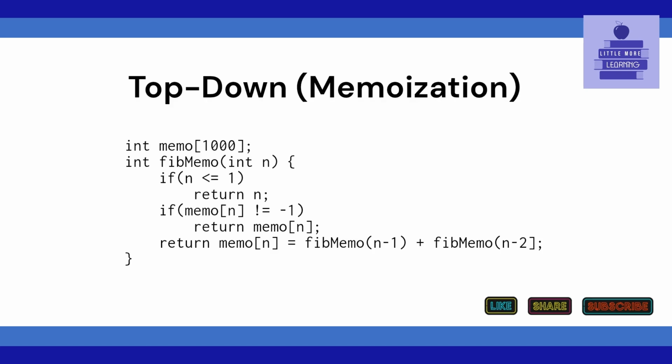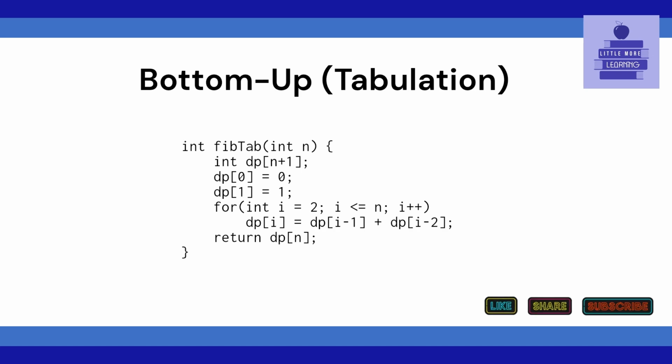In this top-down approach, we use an array memo to store the results of subproblems, avoiding redundant calculations. In bottom-up DP, we start with the smallest subproblems and iteratively build up to the final solution.